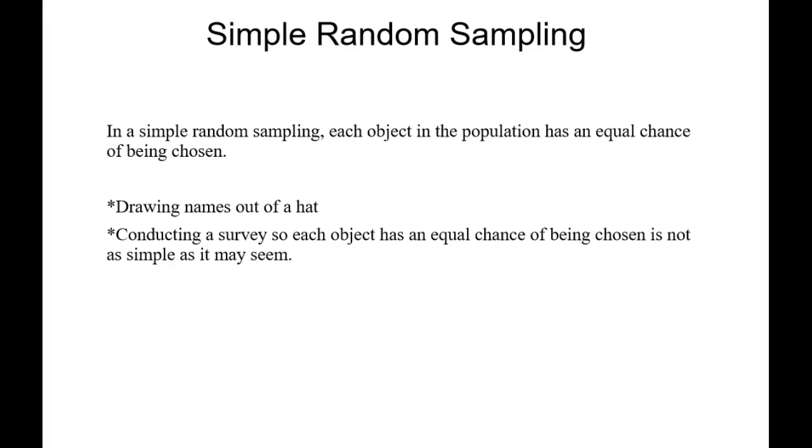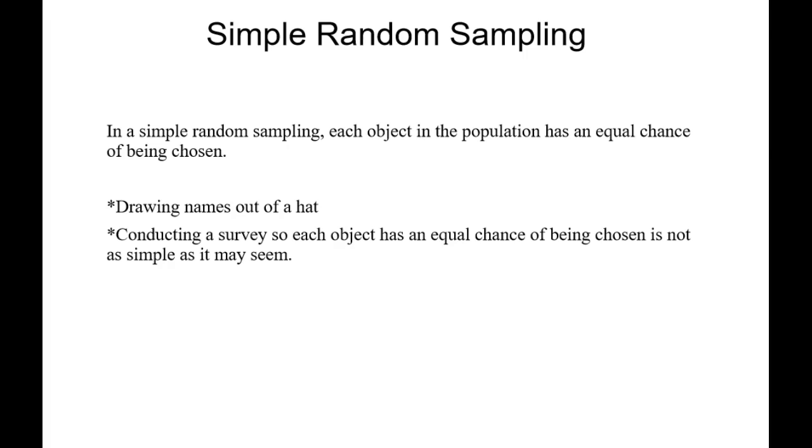The first one we're going to discuss is a simple random sampling. In a simple random sampling, each object in the population has an equal chance of being chosen. Easy way to think about this is drawing names out of a hat. So suppose in our school we wanted to conduct a survey of the students K through 12. We don't want to analyze every student's survey. We just want a portion of them to save time.